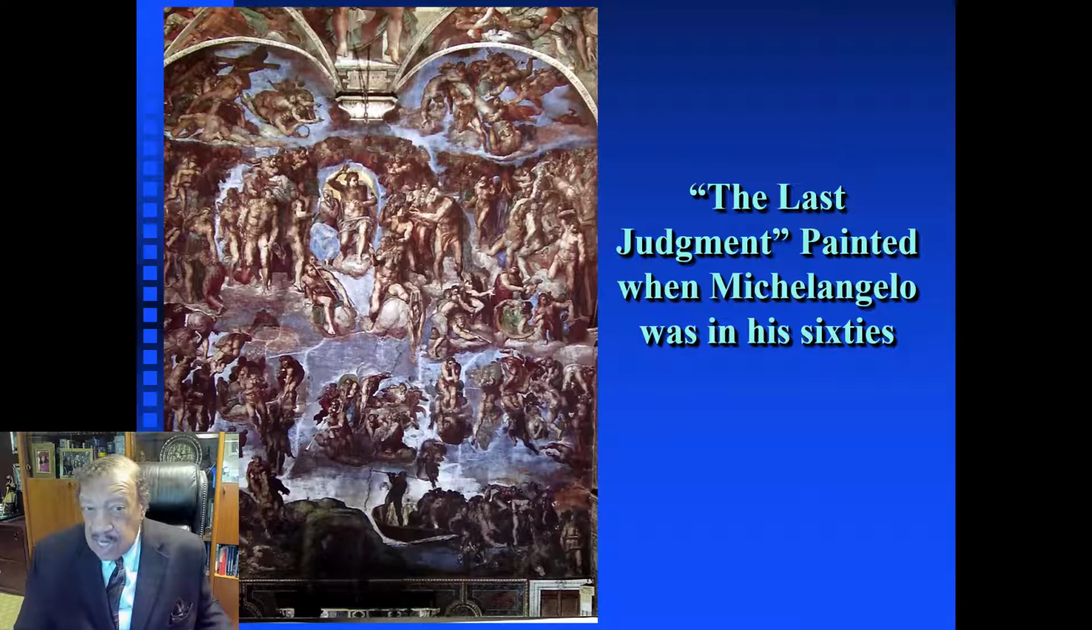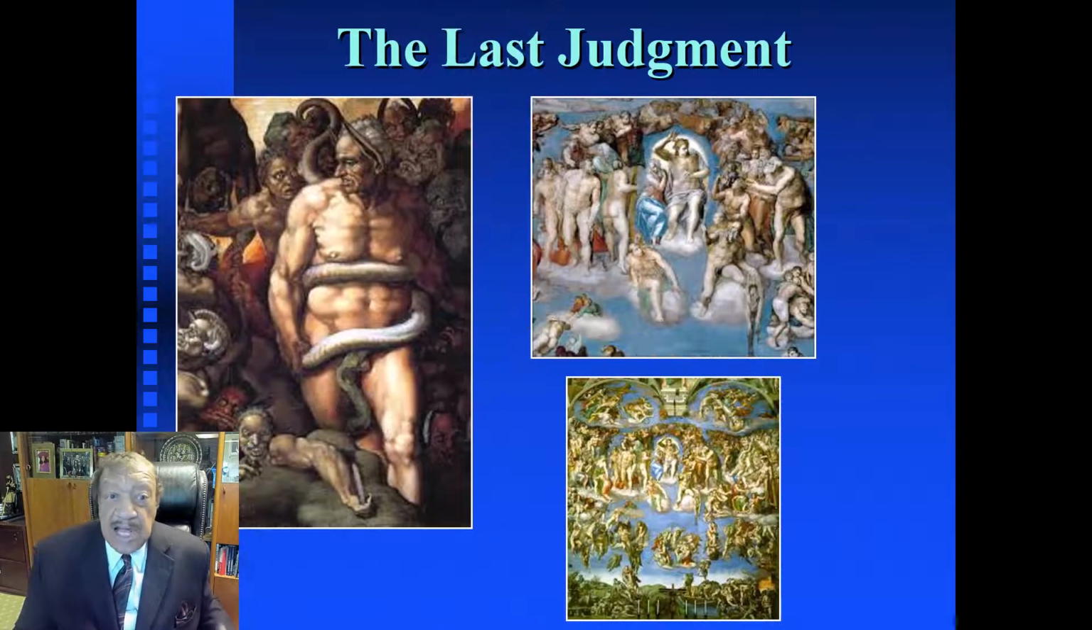So the Last Judgment here took him 5 years. Every figure in here moves. And there was a cardinal who did not like the idea of Michelangelo presenting the human body in nude form. And he used to complain about it. And Michelangelo felt that the body was the most beautiful form in the world.